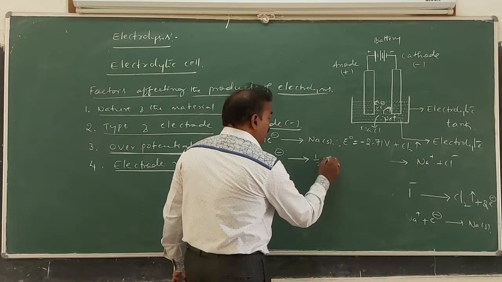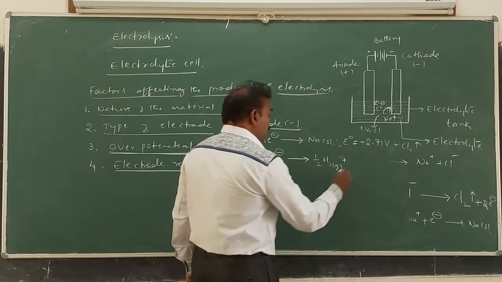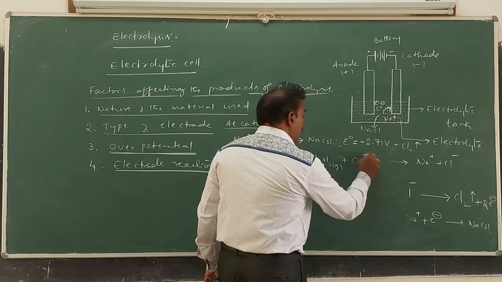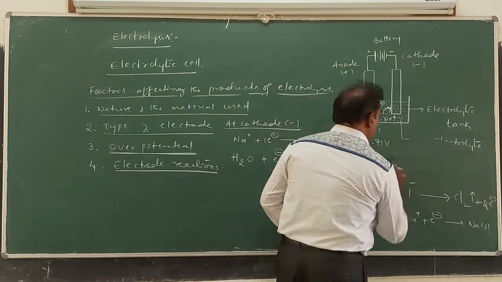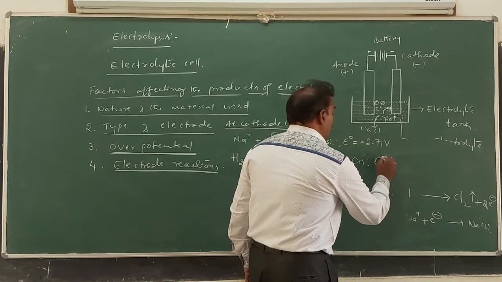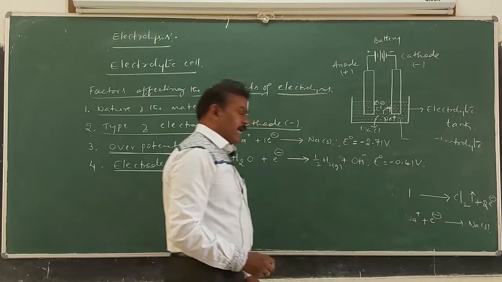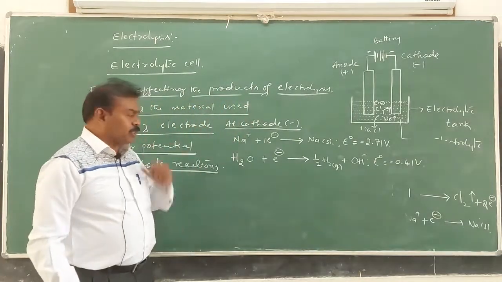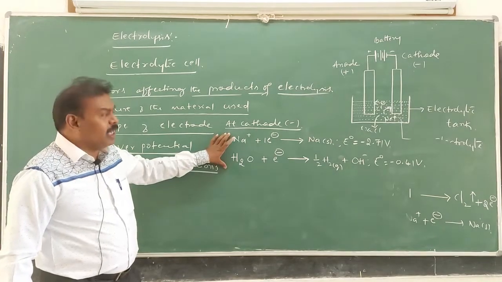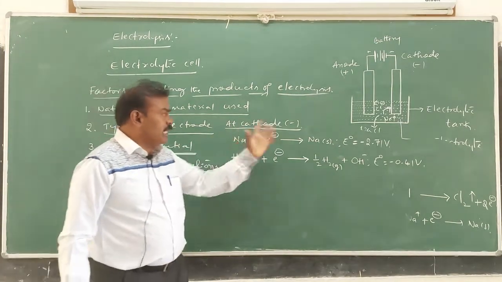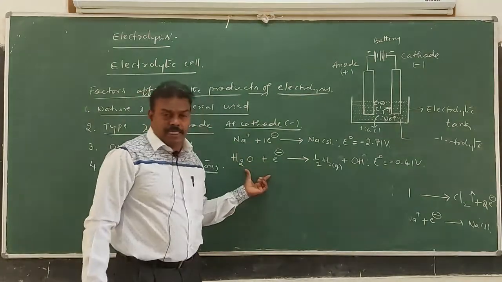Half moles of hydrogen gas will be produced during the process, and then the OH minus ion will be produced. The value of E0 is equal to minus 0.41 volt. I am giving you the two reactions. In the case of electrode reactions, on the cathode, two possible reactions are there.